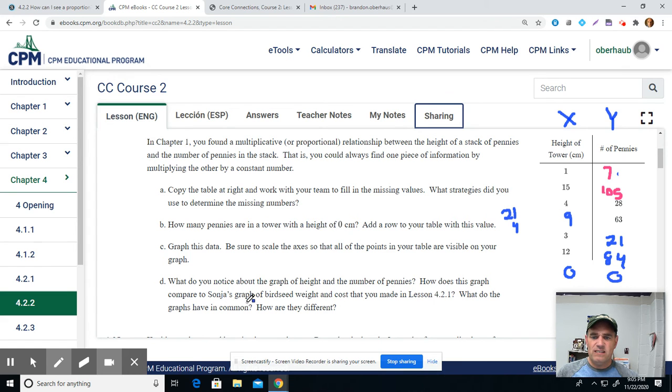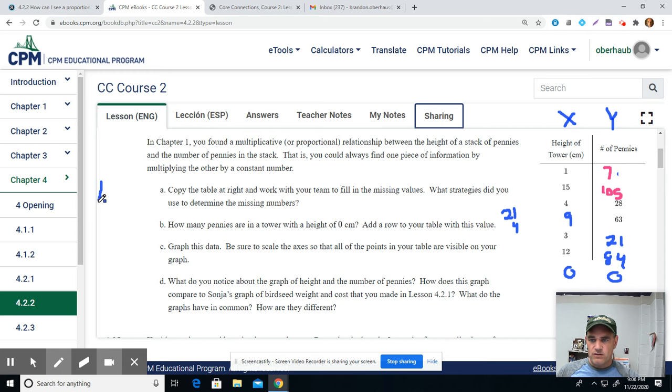How does the graph compare to Sonia's graph of bird seeds? So the bird seeds is what we did yesterday, or actually on Friday. And we noticed that Sonia's bird seed graph started at 0, 0, and it also was a straight line. So when I graph this, here's what you need to take out of it. It starts at 0, 0, because if I have 0 centimeters, I would have 0 pennies. And then when you graph this information, you'll notice you should have a nice straight line.